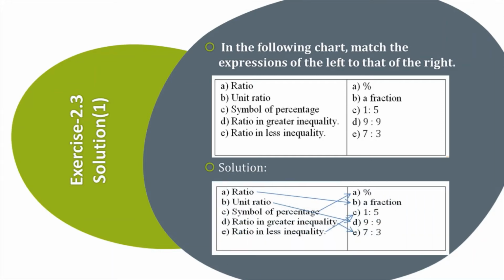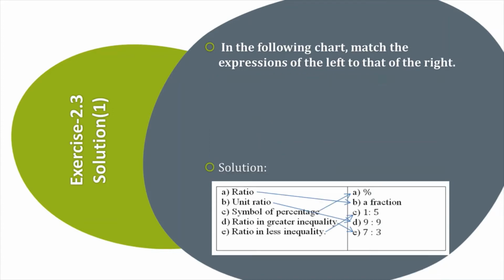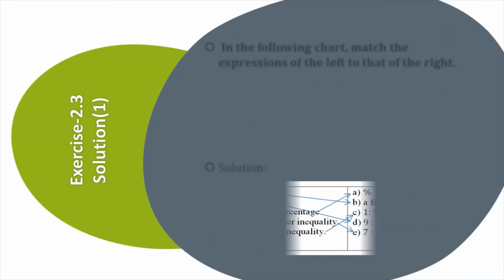As you can see, a number, ratio, that would be a fraction, as already you know. Unit ratio, that would be 9:9 because antecedent and the subsequent will be the same. Symbol of percentage, that would be percentage sign. Ratio in greater inequality, that would be antecedent is bigger than subsequent. In here 7 is the antecedent and 3 is the subsequent. Ratio in less inequality, antecedent will be lesser than subsequent. In here antecedent is 1 and subsequent is 5. So this is our solution of question number 1.